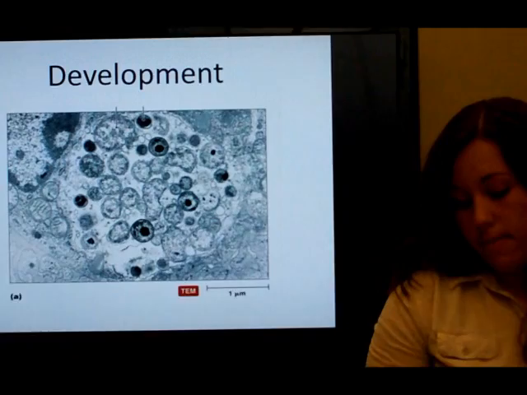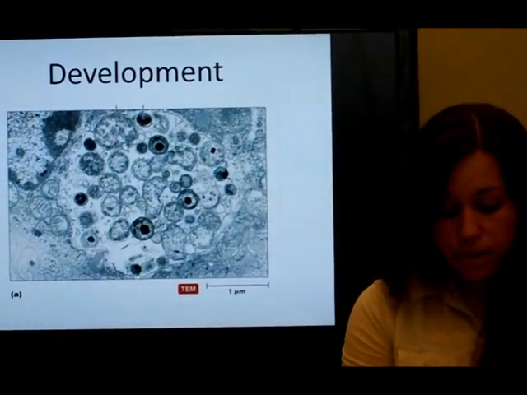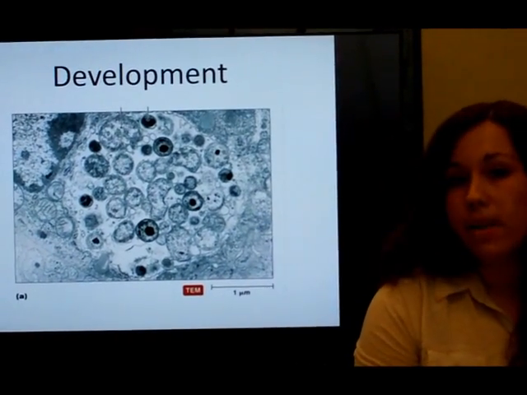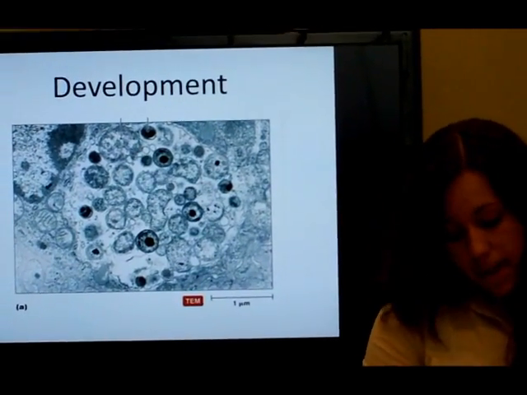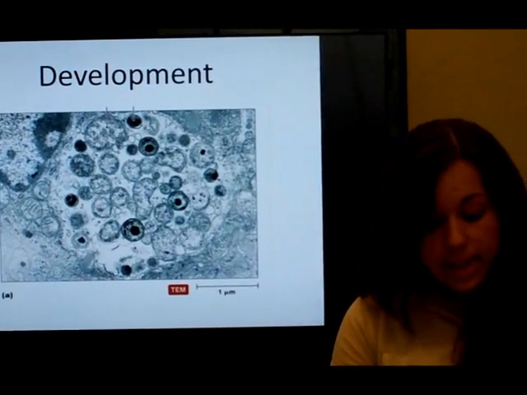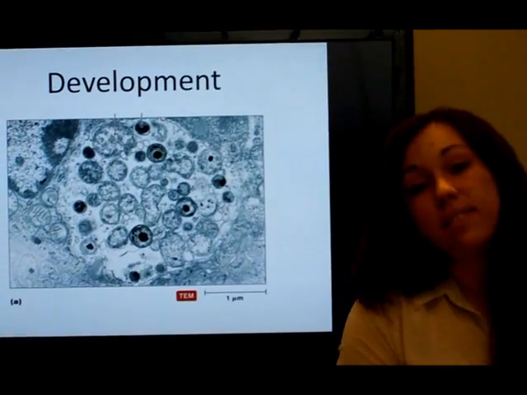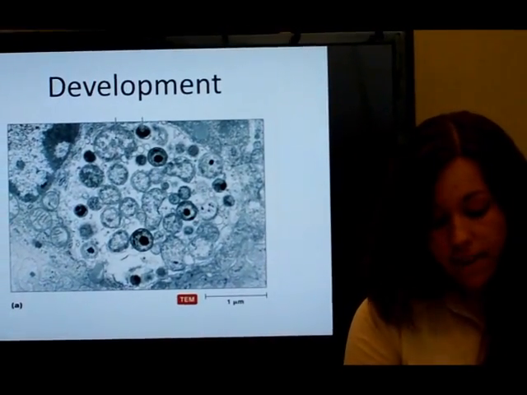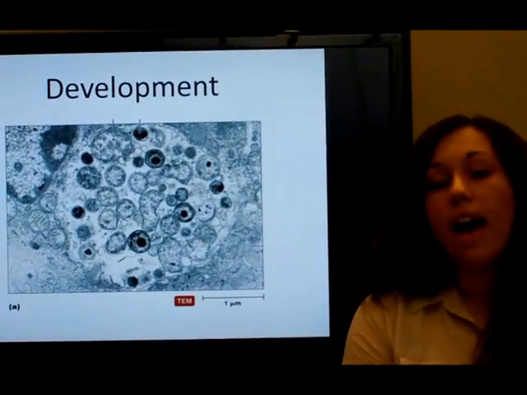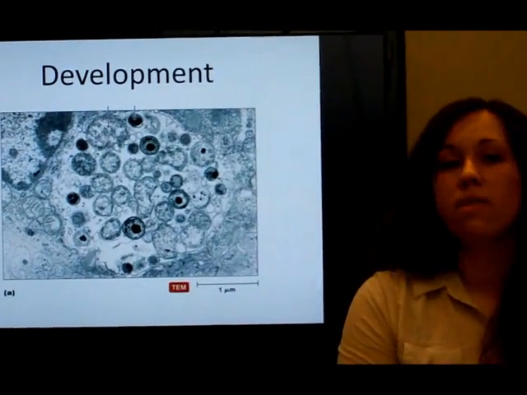The first type of development is elementary bodies. Elementary bodies are usually dormant. They resist elemental extremes and survive outside of the cell. They are also infectious. The second type of development is reticulate bodies. At this stage, chlamydias are non-infective. They replicate via binary fission and survive by inhibiting the fusion of lysosomes with phagosomes.